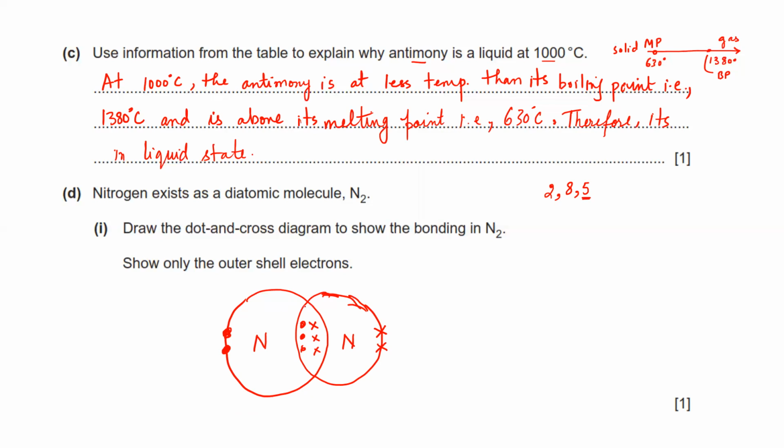Remember, you have to show this overlap like this, because this shows that the outermost shells, or in higher-level physics, these orbitals are actually overlapping with each other. So that is how you use a dot and cross model to represent this sort of bonding.